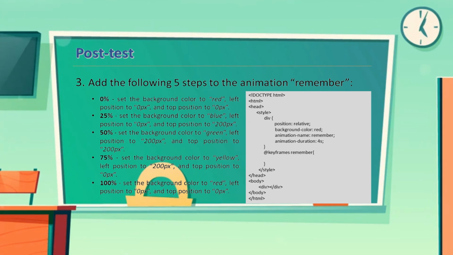And last, in 100%, set the background color to color red, left position to 0 pixel, and top position to 0 pixel. I repeat, add the following 5 steps to the animation, remember. First, in 0%, set the background color to color red, left position to 0 pixel, and top position to 0 pixel.